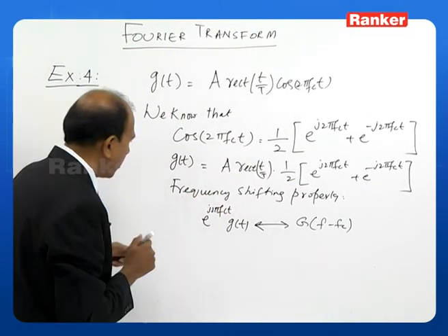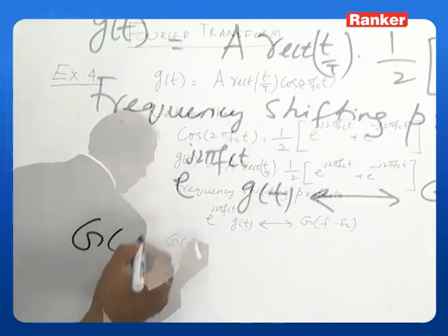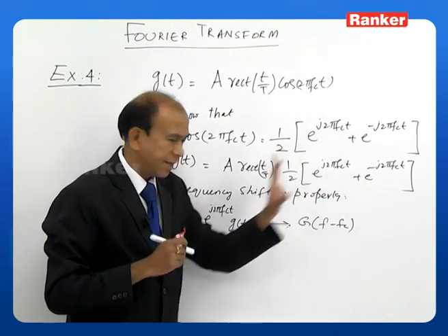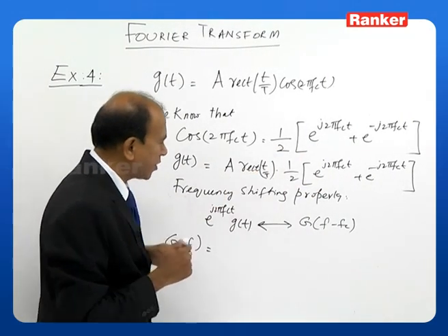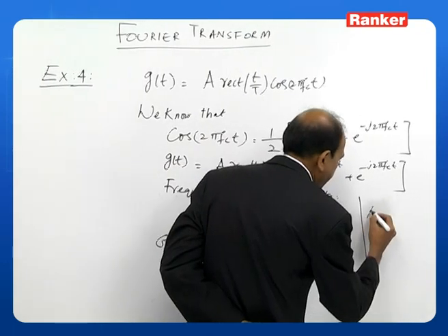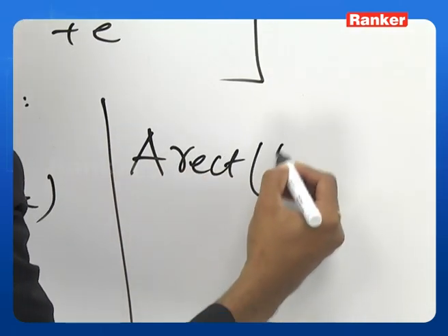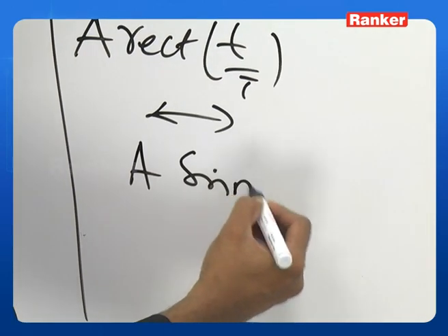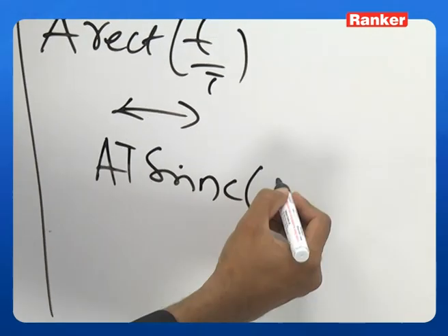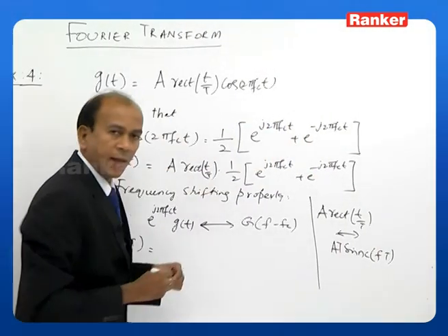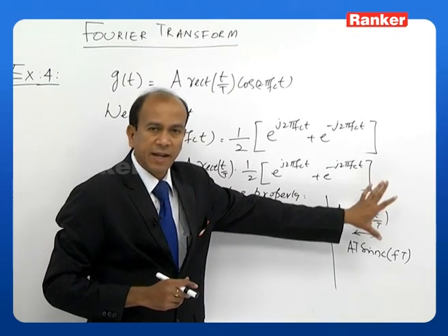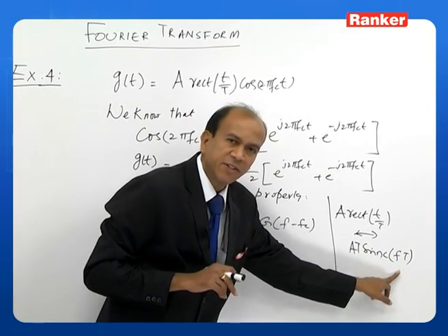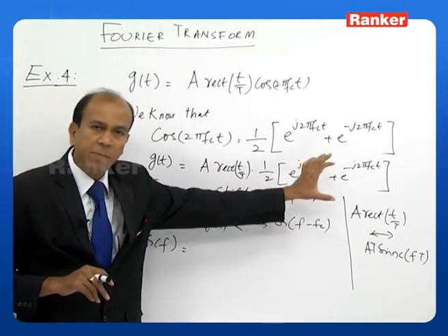So, let us do that now. Let us calculate what is G of f. G of f will be g of f minus f c in these cases. So, a rectangle t by T, what is the Fourier transform of a rectangle t by T? A rectangle t by T will have a Fourier transform which is equal to A T sinc of f T. So, this is the Fourier transform of our rectangular function. So, we will use that here, and then I have to take care of the frequency shifting which is happening because of the exponential multiplication here.